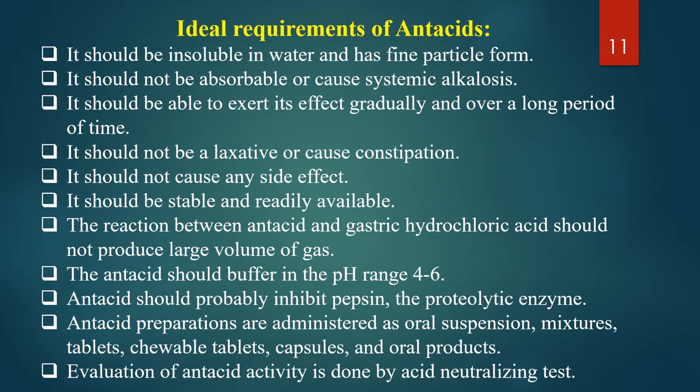The reaction between the antacid and gastric hydrochloric acid should not produce a larger volume of gas. The antacid should buffer in the pH range of 4 to 6. Antacid should probably inhibit pepsin, which is a proteolytic enzyme. Antacid preparations are basically administered as oral suspensions, mixtures, tablets, chewable tablets, capsules, and oral products. Evaluation of antacid activity is done by the acid neutralizing test.